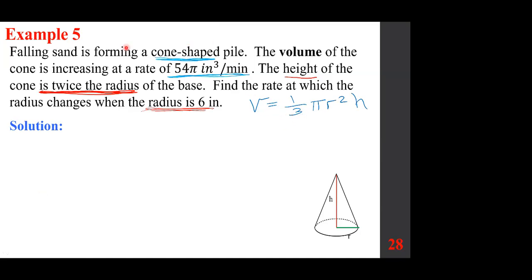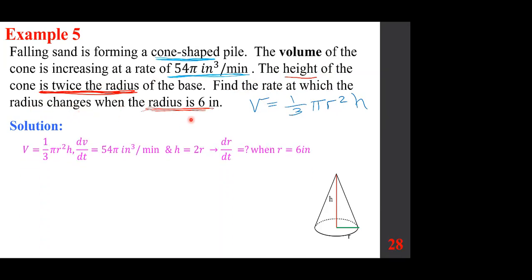Now what comes next? Let's write everything else. So this is a piece of information from geometry. The volume of the cone is increasing at the rate of 54 pi cubic inches per minute. The moment you hear a rate, that means dV/dt. Okay. dV/dt is equal to this, 54 pi cubic inches per minute. The height of the cone is twice the radius, so h is equal to 2r. Okay. Find the rate at which the radius changes. That means dr/dt when r is 6.